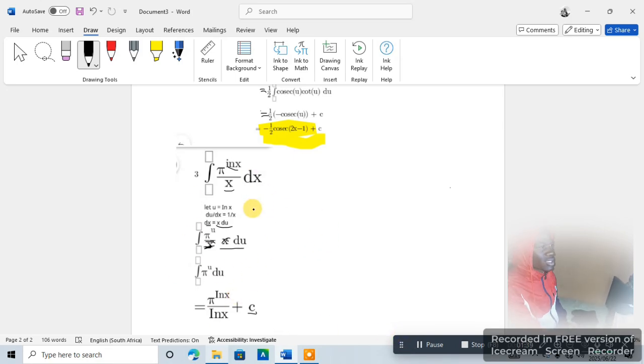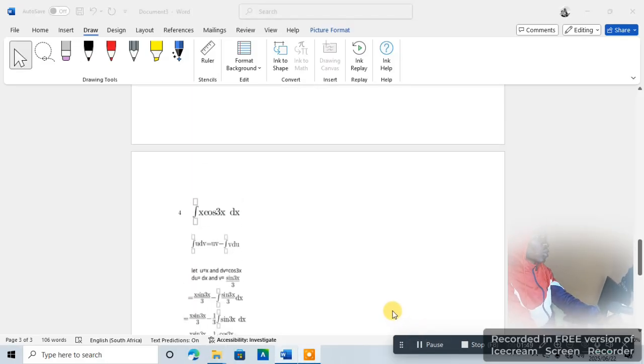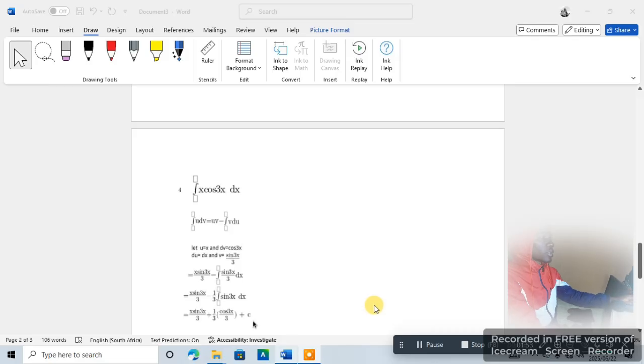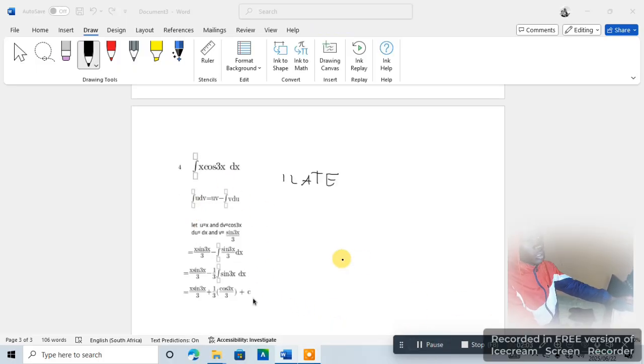So after this one, we'll be looking for number 5, or sorry, number 4. We're going for number 4 right now. Okay, guys, so here is our number 4. It says the integral of x multiplied by cos 3x dx. So this one we call integration by parts. As I was saying, here we'll be looking at integration by parts.